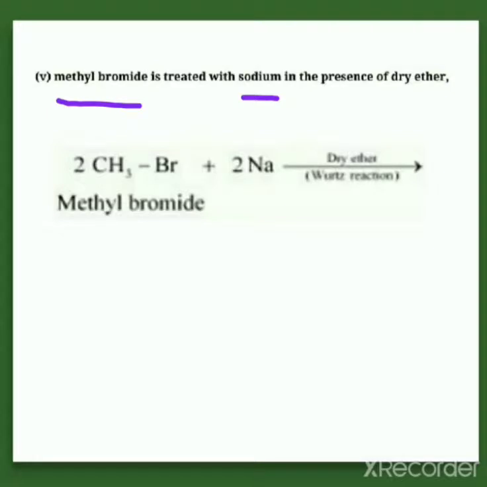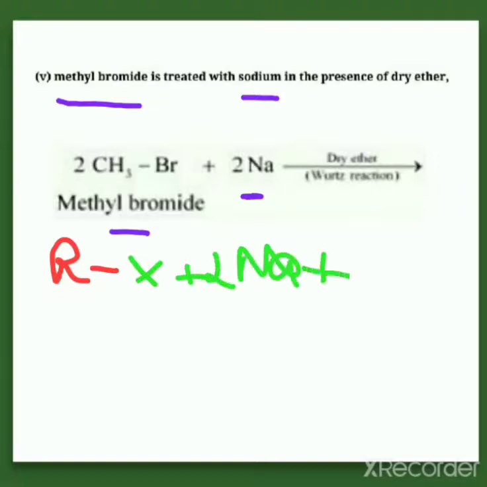This is a Wurtz reaction. Just identify the reaction first. It is a Wurtz reaction because here there is a reaction of sodium with the alkyl halide. So first write down the general equation. The general equation which we have learnt is R X plus 2 Na plus, I am writing this in reverse order, X R.